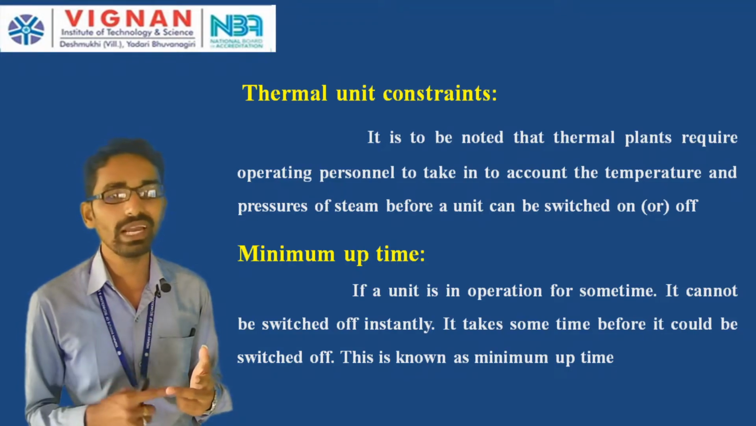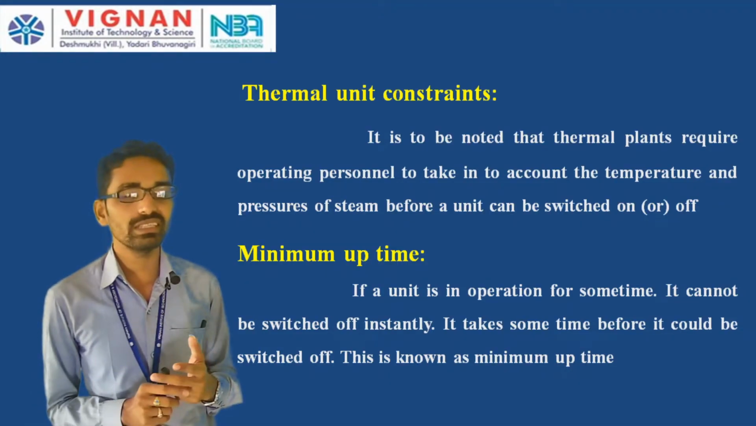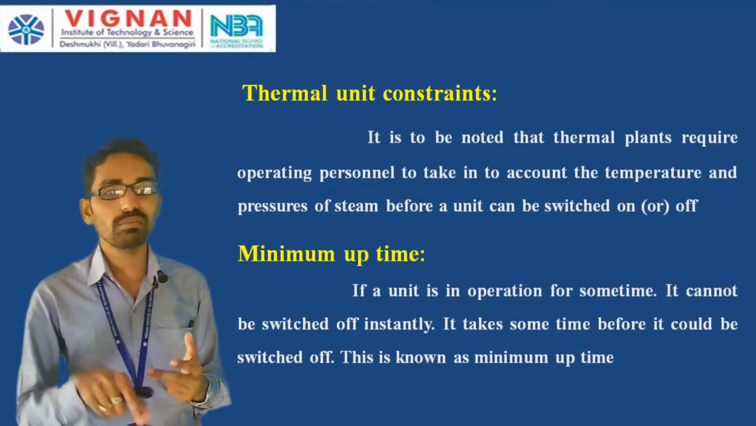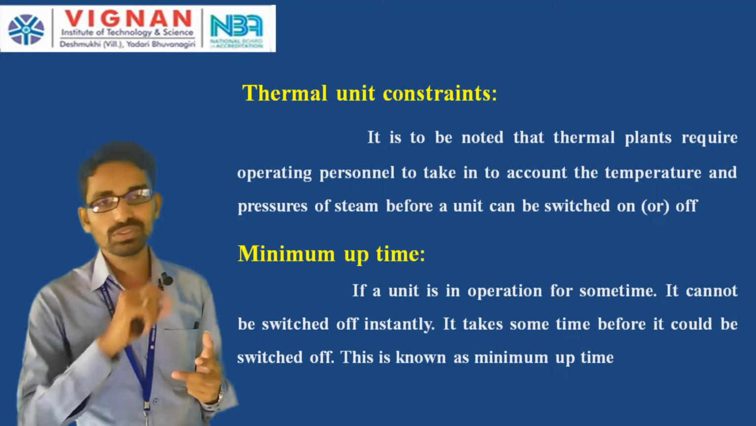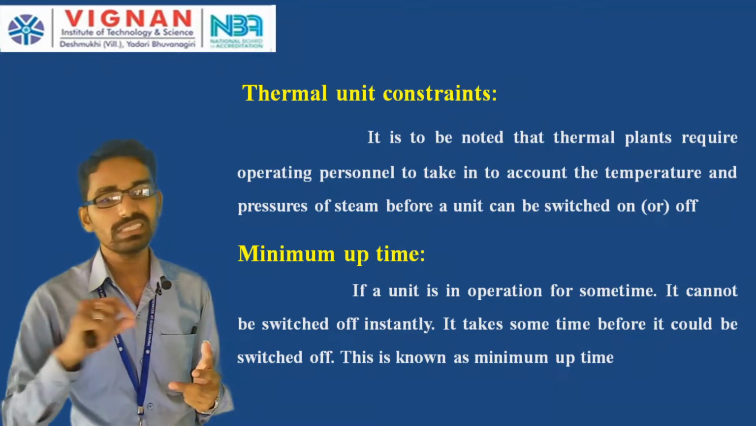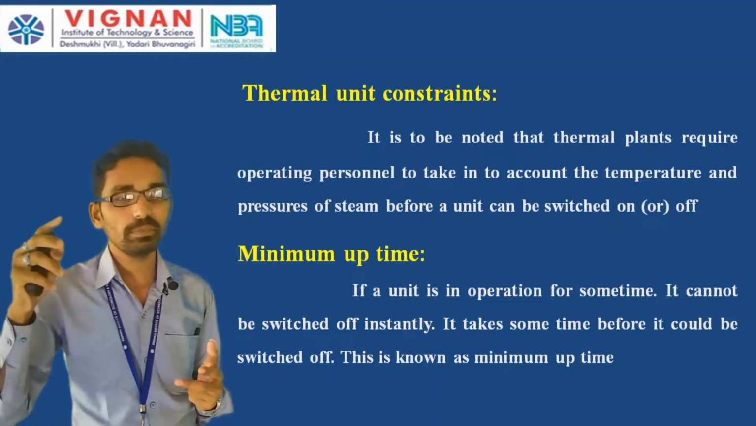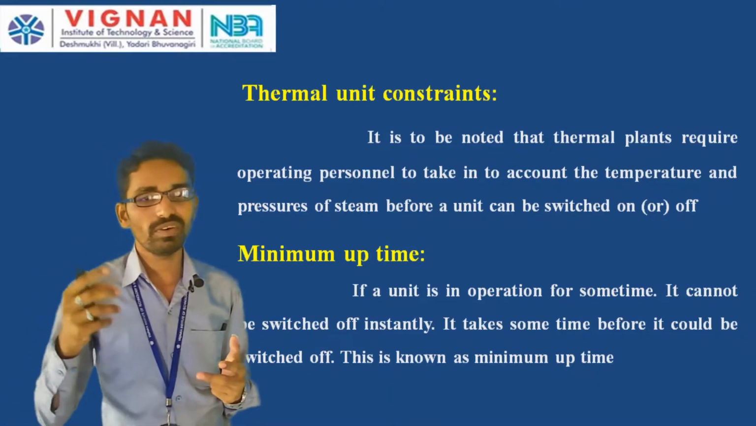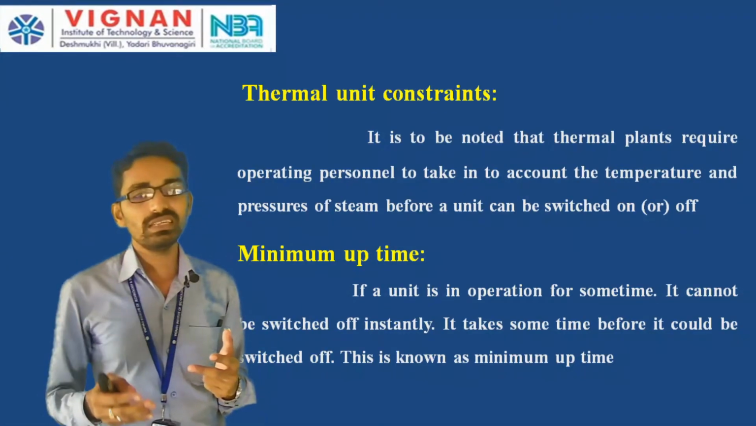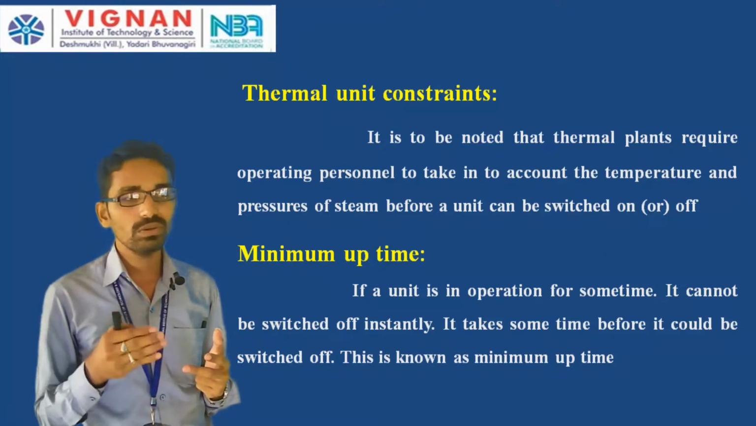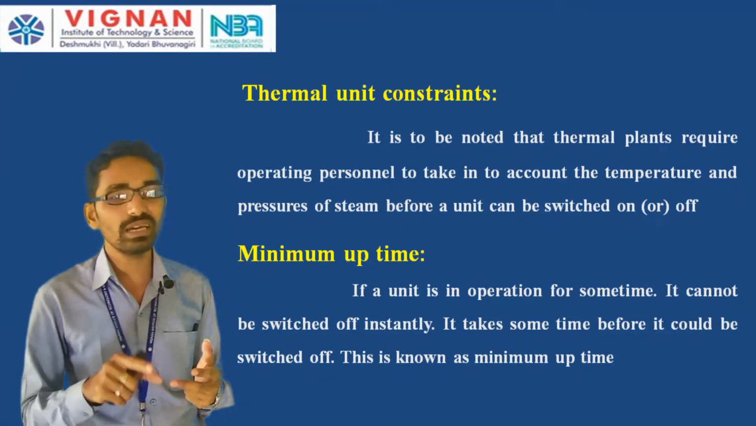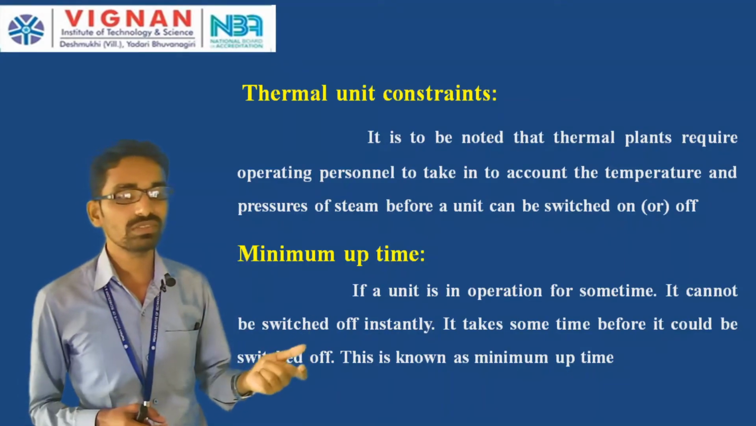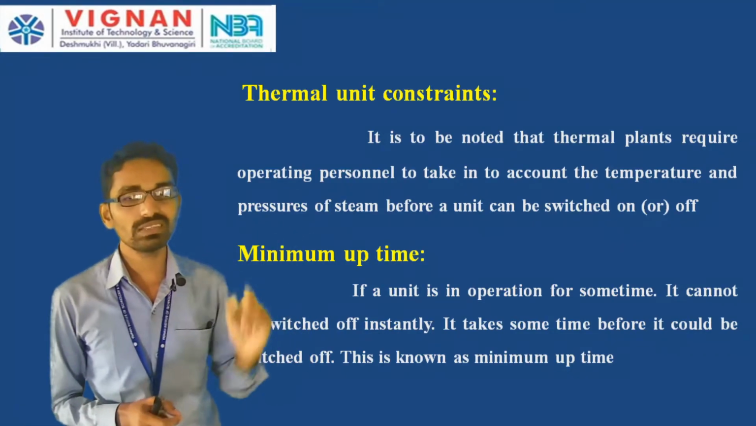So, we have the boiler. Inside that boiler in the thermal power plant, there are pipes, and through those pipes we send the water that will generate the steam. Whatever the temperature of that steam is, and also what the pressure of that steam is, we need to check each and every time before a unit is switched on or switched off. That is what the thermal constraint is.